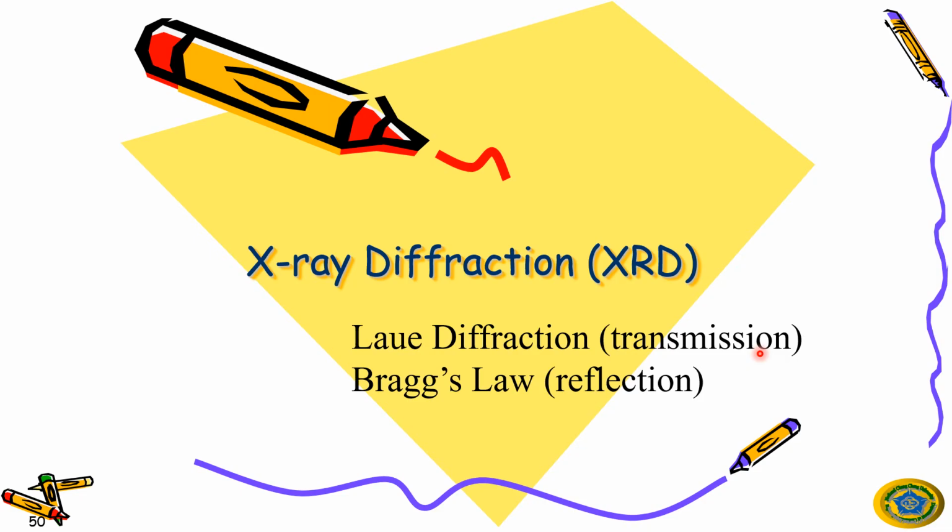Another one is called Bragg's law diffraction. So this is reflection, it's not transmission. X-ray bounces back from the surface of the object, and you will have constructive interference and/or destructive interference. So we are going to talk about these two topics today.